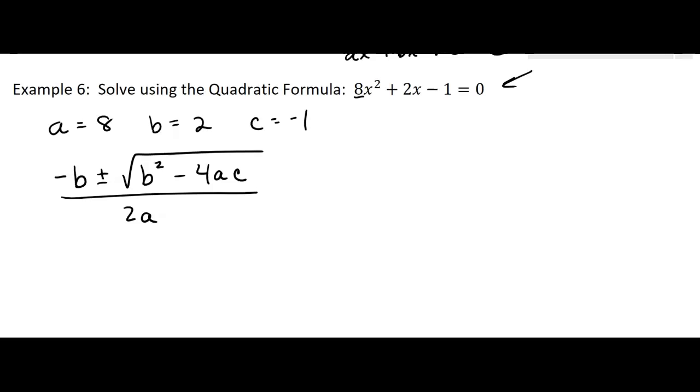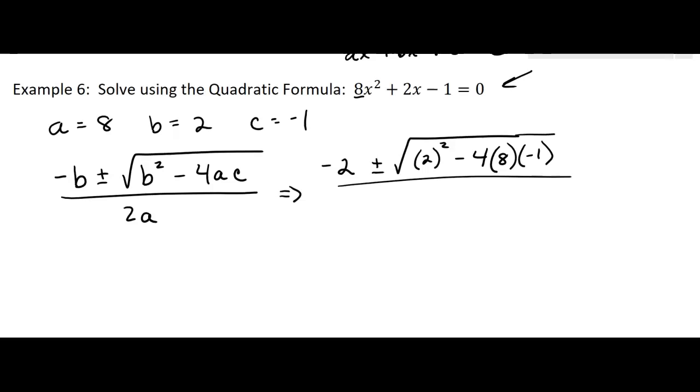Okay, so we rewrite the formula. The opposite of 2, plus or minus the square root of, now b, which is 2, squared, minus 4, the 4 is always there, a is 8, and c is -1. And then in the denominator, 2 times a. So all we did was replace the b. There are 2 places where b is, 2 places where a is, and just 1 place for the c. Make sure you write it correctly because that will determine how your simplifying goes.